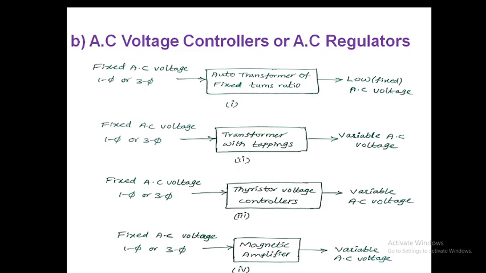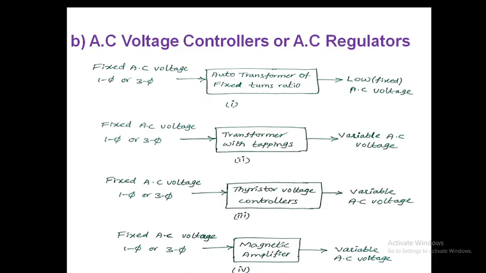For an auto transformer, when you adjust the tappings or turns ratio, you will get different voltages. From the input to the output, the voltage will be low. If the input is 230 volt single phase, the output will be either 230 or less than 230. From 0 to 230 volts we can get by adjusting the turns ratio of the auto transformer. That's what low and fixed AC voltage means.